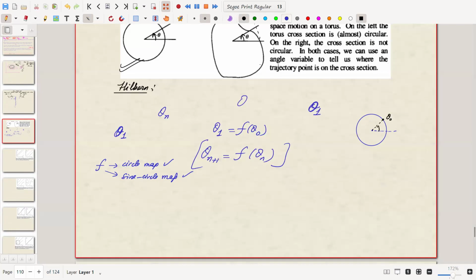Theta naught. This is theta naught. Then you move to the next angle, theta 1. You move to the next angle, theta 2, and so on. Theta 3.